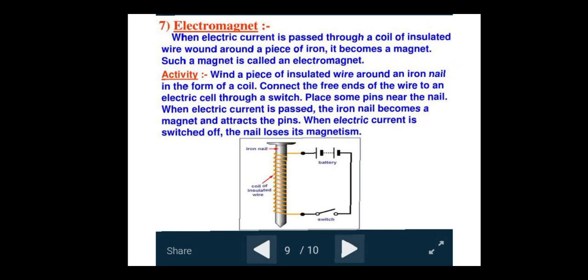Wind a piece of insulated wire around an iron nail in the form of a coil. Connect the free end of the wire to an electric cell through a switch. Place some pins near the nail. When the electric current is passed, the iron nail becomes a magnet and attracts the pins. And when the electric current is switched off, the nail loses its magnetism.